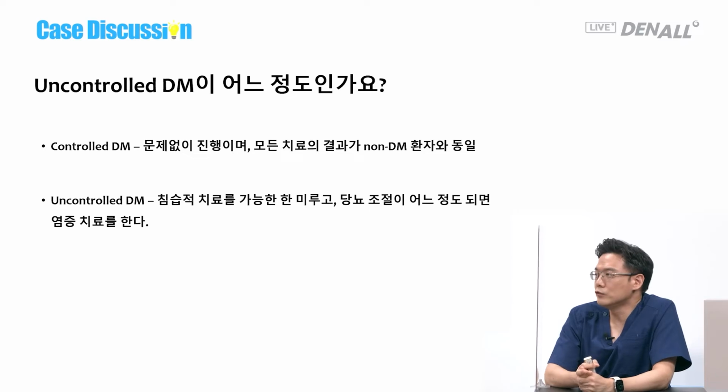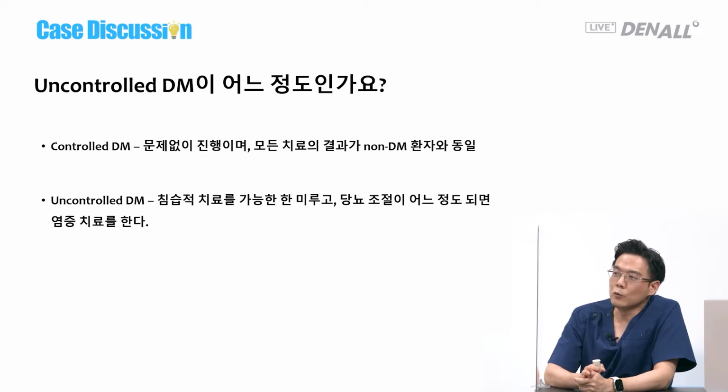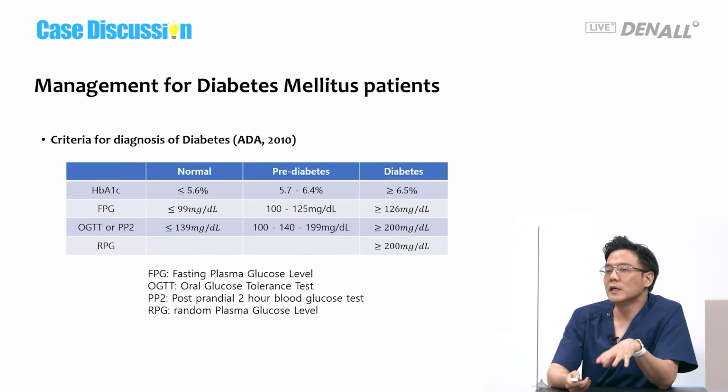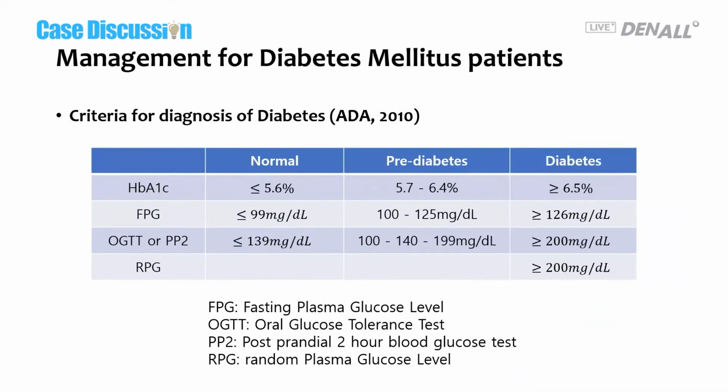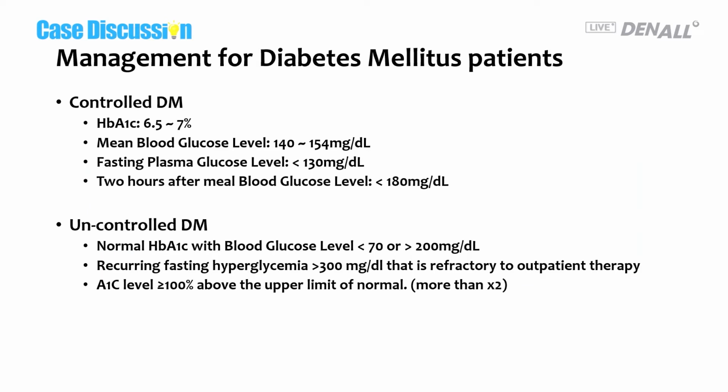Another disease, DM, I believe you already know about that. No dentist seems to know exactly what uncontrolled DM means. People say the patient says the figure is 200. Is it okay to treat the patient or not? Criteria for diagnosis: normal, prediabetes, and diabetes. We don't diagnose them, so we don't need to be concerned about that.